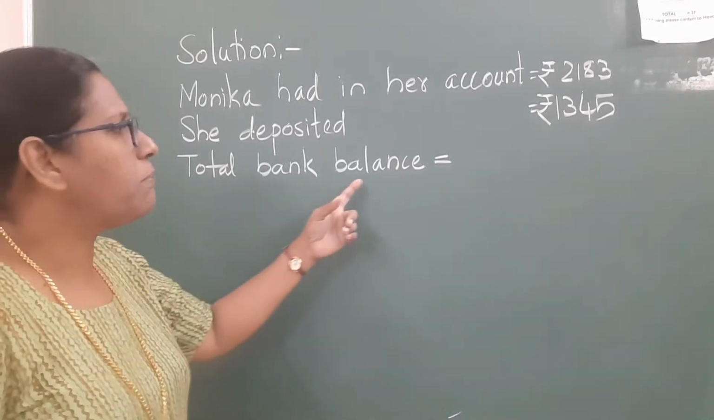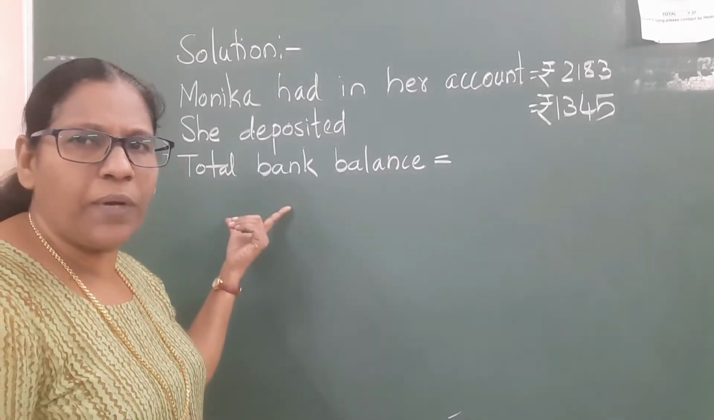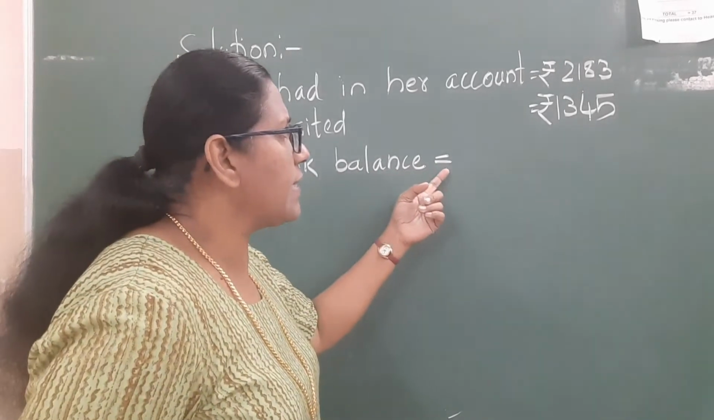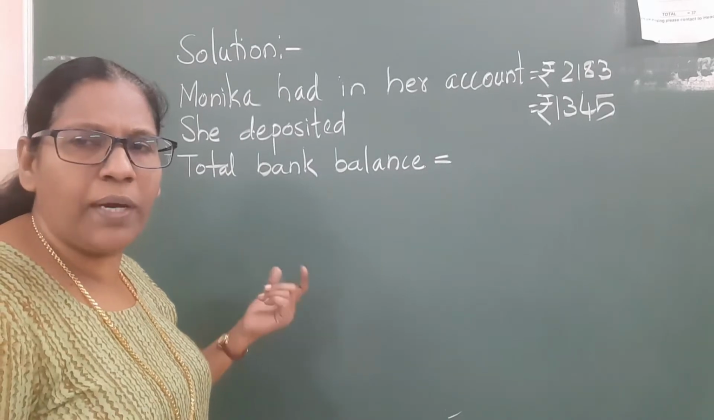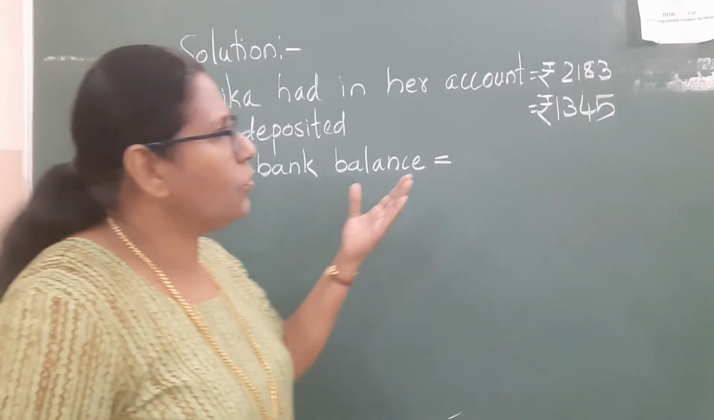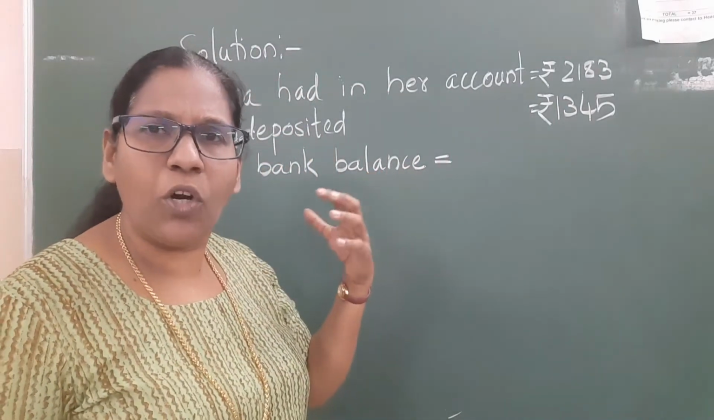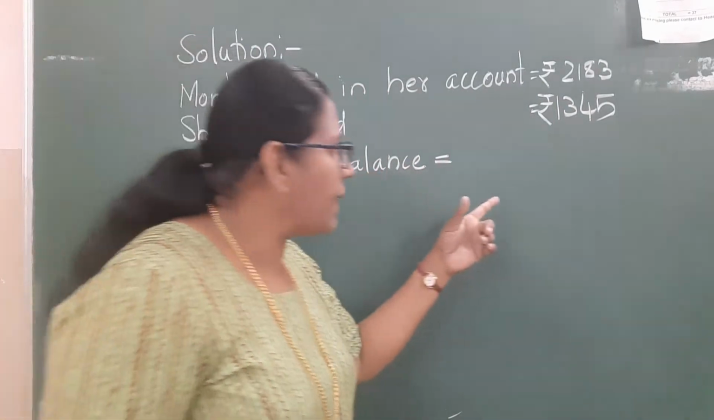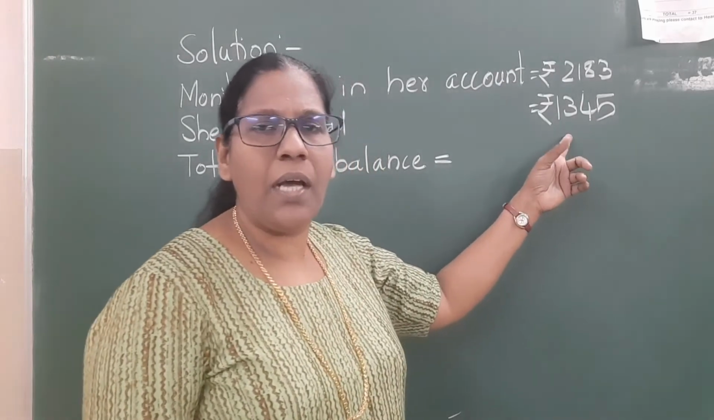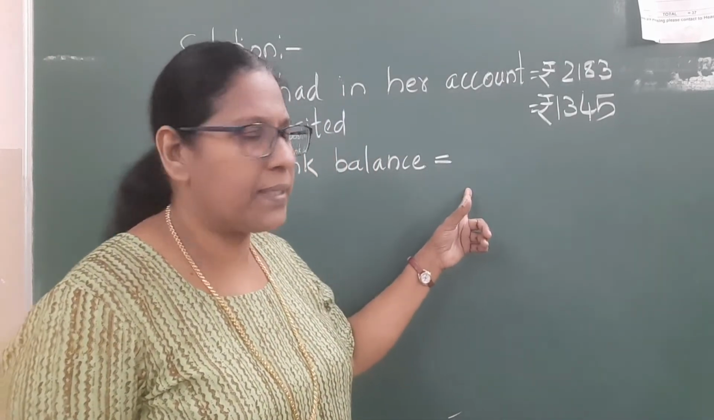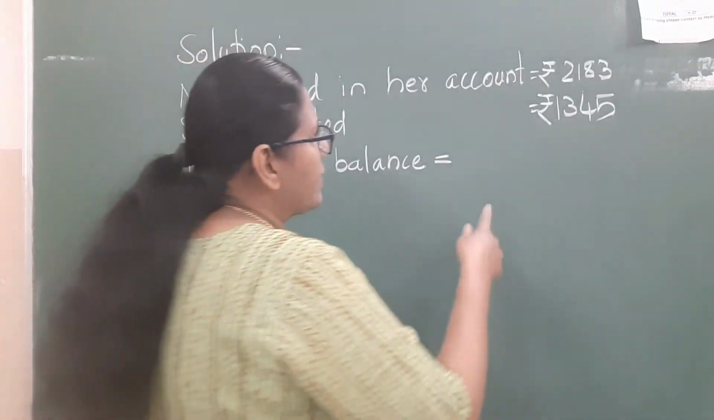Total bank balance, that is what we have to find out. So we have to write total bank balance is equal to. Now how to find out this? We have to add the amount which she had already in her account plus what she deposited after that. Then we will get the total bank balance. So let's add.